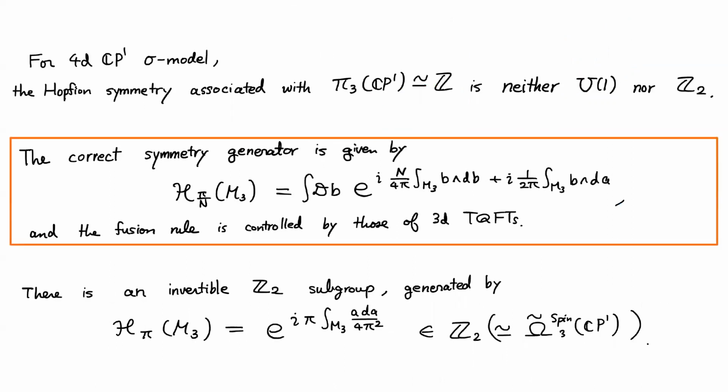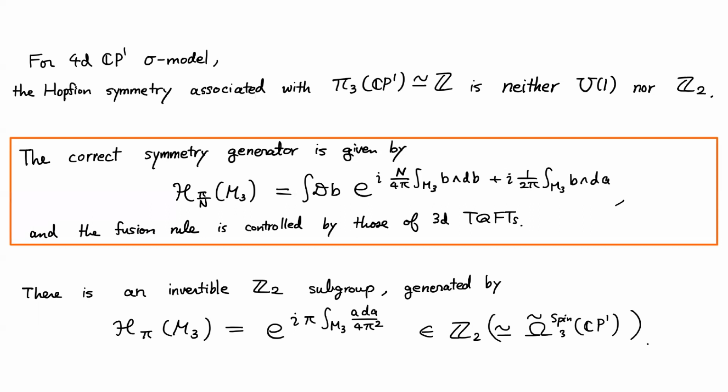So the summary for the CP¹ sigma model is that the Hopf symmetry associated to π₃ of CP¹, which is equal to the integers, is neither U(1) nor Z₂. Actually, the correct symmetry generator is given by this kind of TQFT partition function, and the fusion rule would be much more complicated because it should be controlled by those of 3D TQFTs. When the vortex operator is absent, U(1) symmetry can be recovered by considering this kind of symmetry generator. But when the vortex operator exists, the U(1) symmetry is effectively reduced to a Z_2n kind of symmetry according to this symmetry generator. And we can also find that the Z₂ subgroup for the fermionic case is a good invertible symmetry given by this kind of thing, and in that case, it is controlled by the spin bordism group.